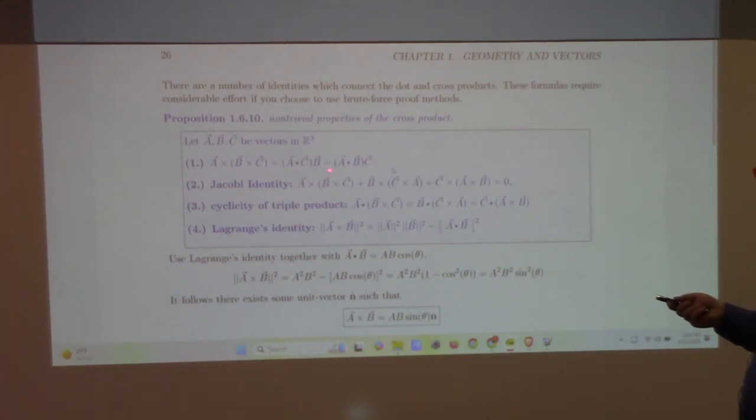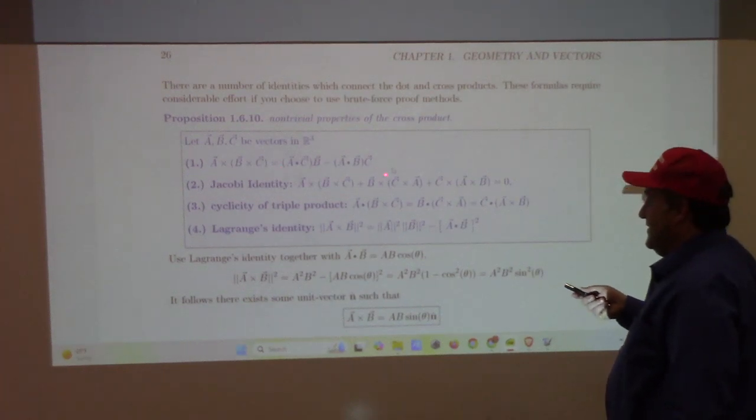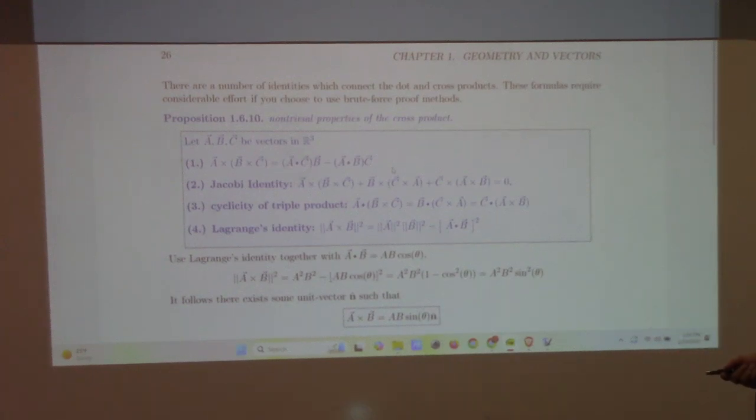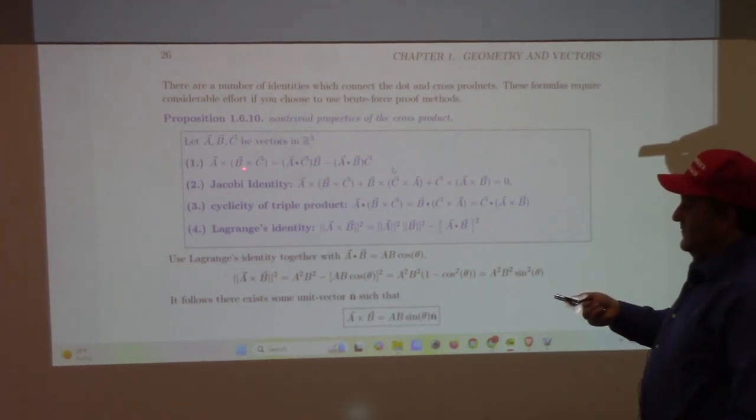Anyway, so these are deeper identities for the cross product. So this we referred to as the back cab identity when I was in junior level electromagnetism, because in Griffith's electrodynamics, they put the B first and the C first, and it becomes back cab. If you need the back cab identity for something you're working out, it is particularly insidious.